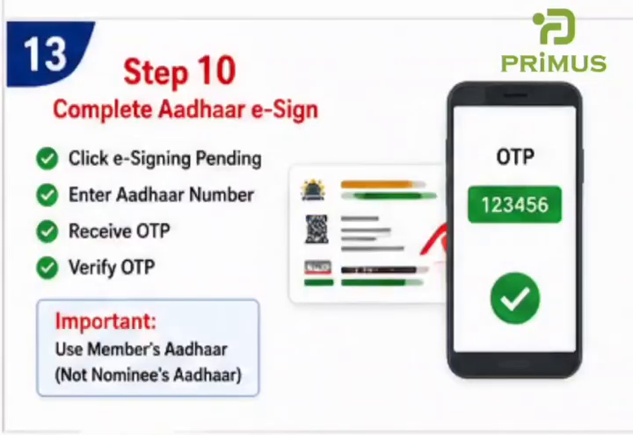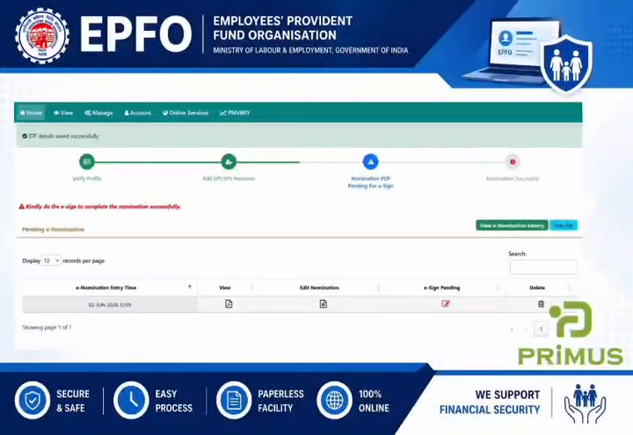Step 10. Complete Aadhaar e-sign. This is the final and most important step of the process. You will see an option called E-signing pending. Click on it. Accept the declaration. Now enter the Aadhaar number of the EPF member. Please remember that you must enter the Aadhaar number of the account holder and not the nominee. Click on Send OTP. An OTP will be sent to the mobile number linked with your Aadhaar.